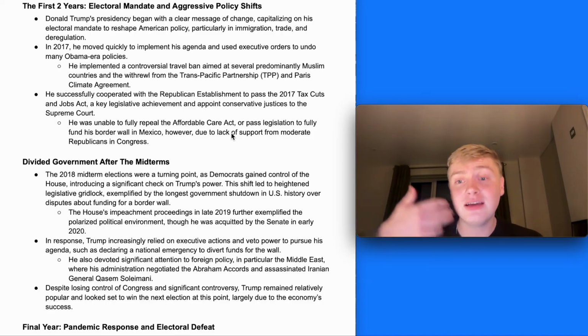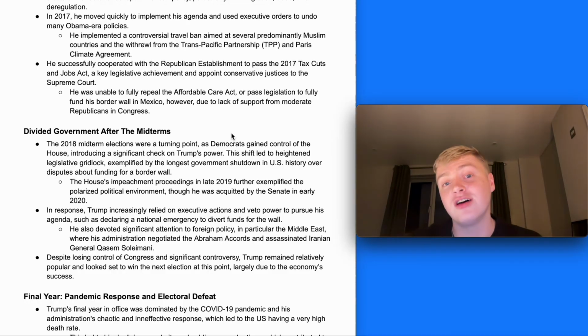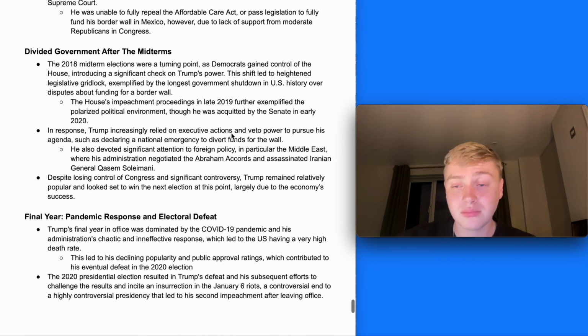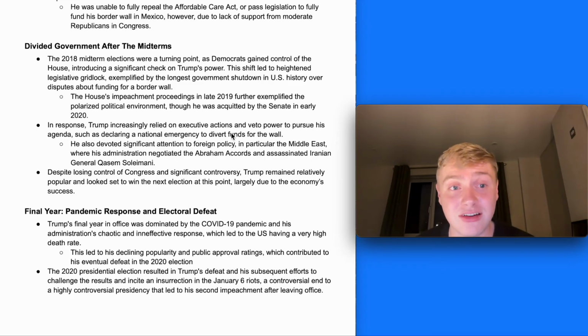He had some legislative achievements in this period, successfully collaborating with the Republican establishment to pass the Tax Cuts and Jobs Act, and also appointing 2 conservative justices to the Supreme Court. But he was unable to fully repeal the Affordable Care Act or pass legislation to fund his border wall in Mexico due to a lack of support from some moderate Republicans in Congress. That was despite having unified government in this period. Then, similar to Obama, after the 2018 midterm elections you see divided government, as the Democrats gained significant control of the House, introducing a significant check on Trump's power.